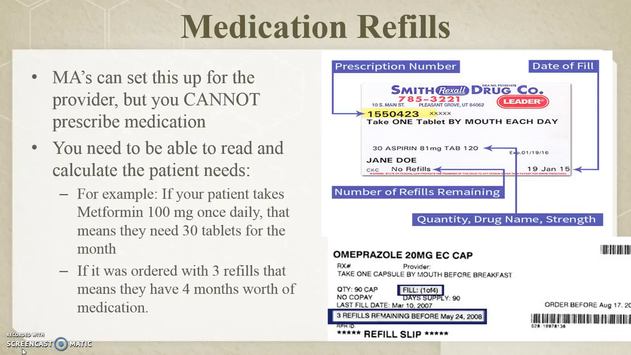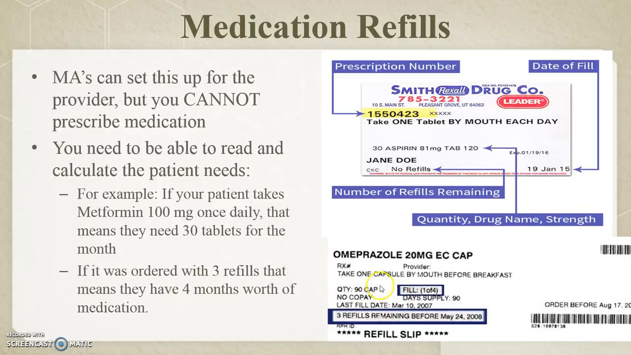Another example is if you look at this label here, it says that they dispensed aspirin 81 milligrams, 120 tablets. So what that means is the patient has, if they take it once a day, a 4-month supply right here. Okay? And then they gave them no refill. So again, they have a 4-month supply. They won't need a refill for at least 4 months. And at month 5, they would come to us asking for refills.